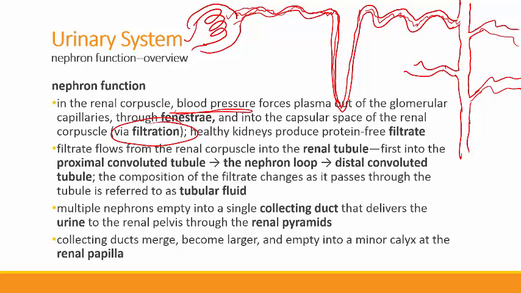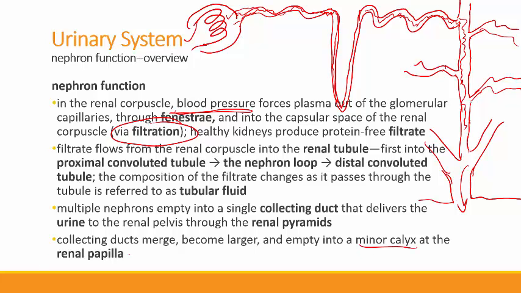tubule, and by the time it makes it into the collecting duct, then we call it urine. So it's tubular fluid while it's in the tube, and then by the time it's in the collecting duct, it's urine. And these collecting ducts then pass through the renal pyramids, and ducts merge together. Multiple ducts will merge until they get to a region called the renal papilla. Here at the renal papilla, all the urine dumps into one of the minor calyces.